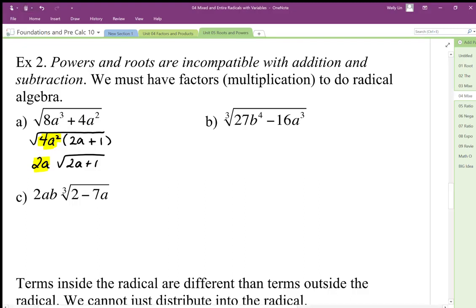So here we're looking for perfect cubes. Again, we cannot cube root when there are pluses and minuses. So what has to happen is we need to factor. So I'm going to factor a greatest common factor out. Okay, between 27 and 16, they do not share any common factors. Between b to the 4th and a cubed, they do not share any common factors. This is it. We have to leave it as 27b to the 4th, 16a cubed.